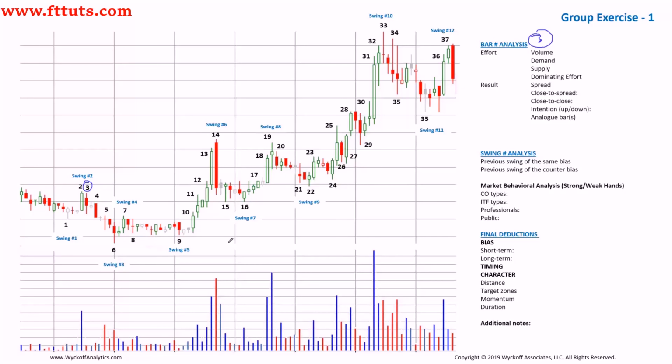Why is that, Nilesh? Because it opened and closed, I think, below the earlier close. Okay, so close and then open. Right away, we see some kind of gap. So that's bearish by itself.